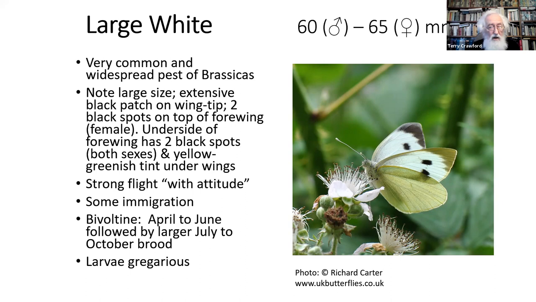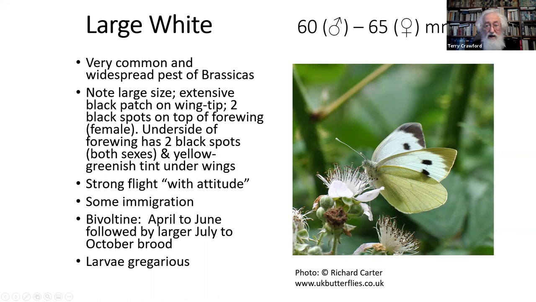Quite a few large whites immigrate into the country from the continent. In fact, I remember back in 1969, standing on the banks of the River Elbe in North Germany, and there were so many large whites migrating out into the North Sea, it was almost as if you were in a snowstorm. Two generations, as I've mentioned, the spring generation coming out now, and then a larger brood later in the year. The larvae of the large white are gregarious, they're the ones that attack your cabbages.